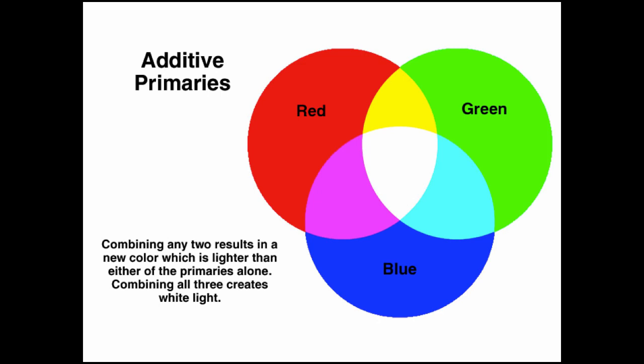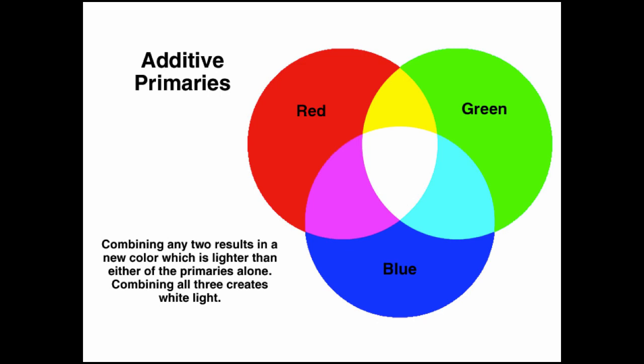The reason that these are called additive is that whenever you mix two colors of light together, you are adding more light, and therefore the resulting color is always lighter or brighter than either of the primary colors was by itself. So again, if you mix red and green light, the result is going to be a lighter or brighter color than either red or green by itself.